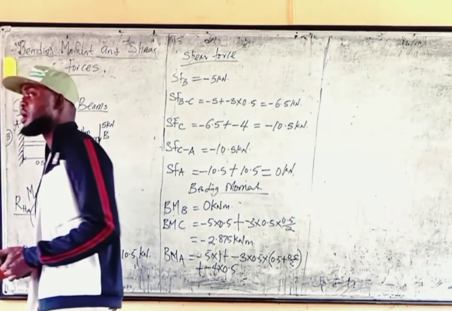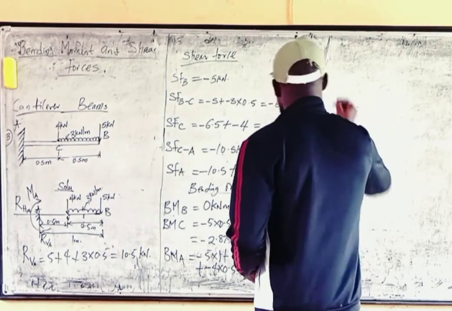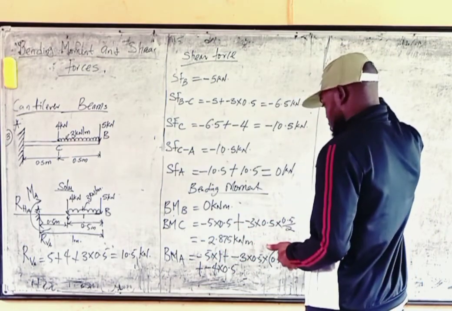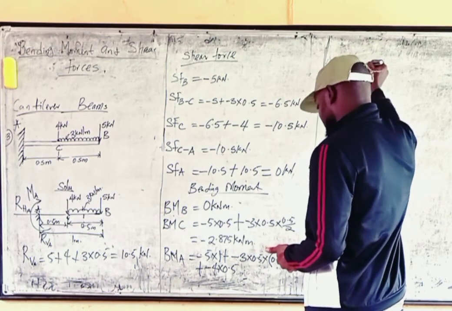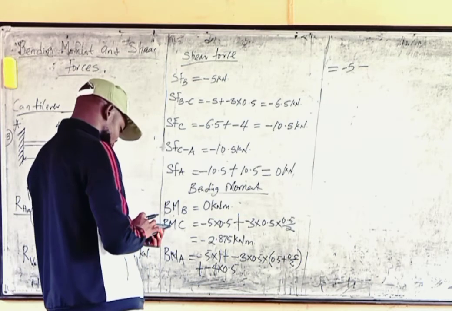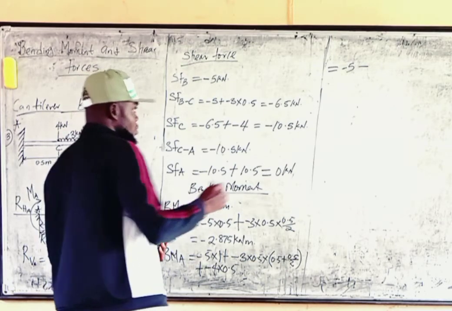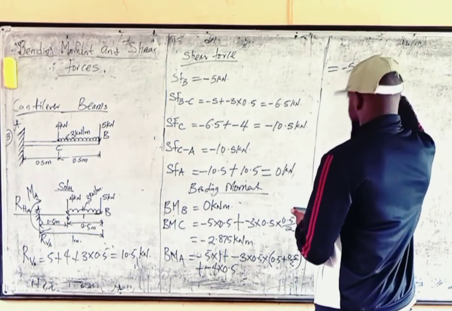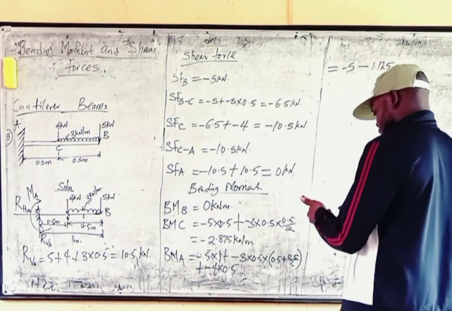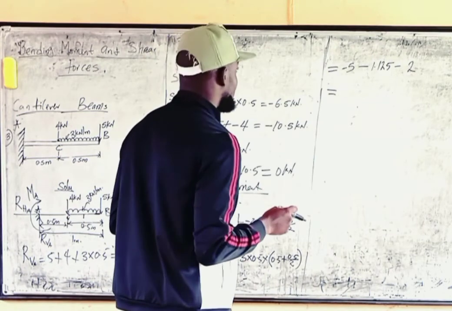So what we're going to have is 5 times 1, that's minus 5, minus 3 times this and this other one. That's 3 times 0.5 times 0.5 plus 0.5 over 2, 0.5 over 2. You can solve it on your calculator so that you know what we are doing. That gives us minus 1.125. Then minus times plus will still give us minus, and minus 4 times 0.5 gives us 2. So this gives us 8.125.